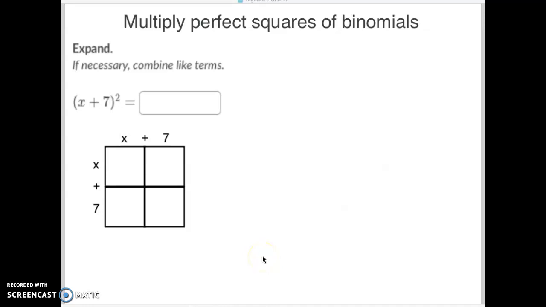All right, welcome back Intermediate Algebra for your second con of today, also dealing with perfect squares as well. This time though, your perfect squares have a plus sign in the middle of them instead of a minus sign. So we're going to see how that makes a difference.